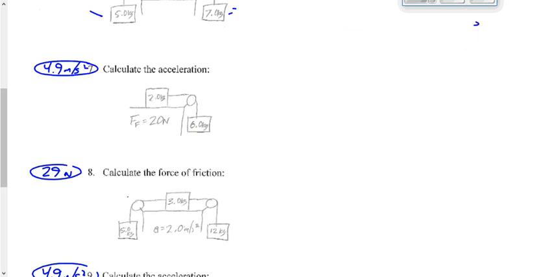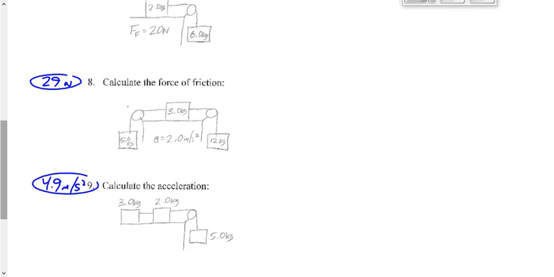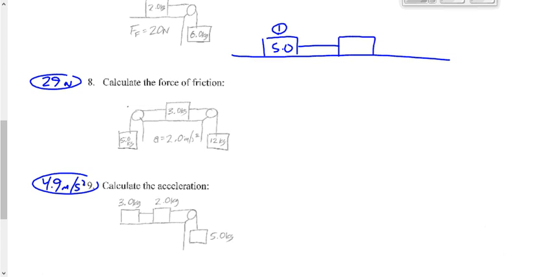All right, question number 8 says, what's the force of friction acting here? Let's straighten this one out too. Okay, let's pull the 5 kilogram up like this. If we do that, then we're going to pretend the 5 kilogram is on a flat surface, connected to a 3 kilogram object, which is already on the flat surface, connected to, well, if we pull the 12 up like this, a 12 kilogram object right there.